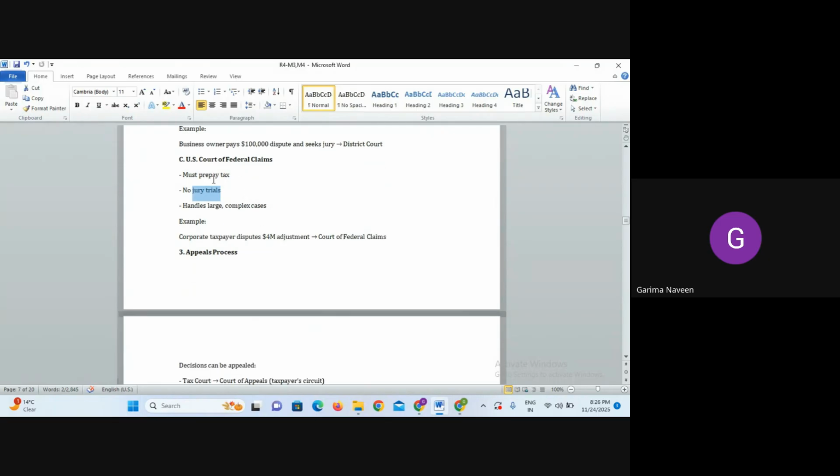Here you can go for the cases related to your money damage against the US, one type of which is your tax refund cases. Handle large and complex cases basically. For example, you have some 4 million adjustment dispute, then you may go for Court of Federal Claims.